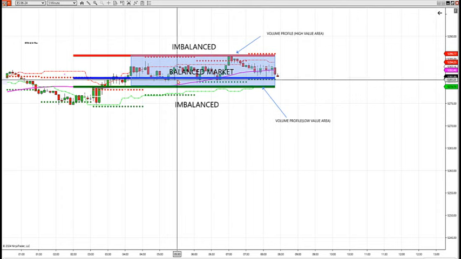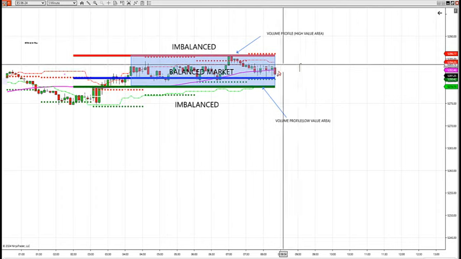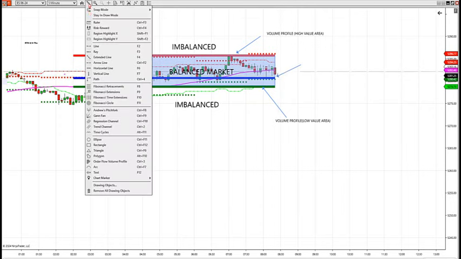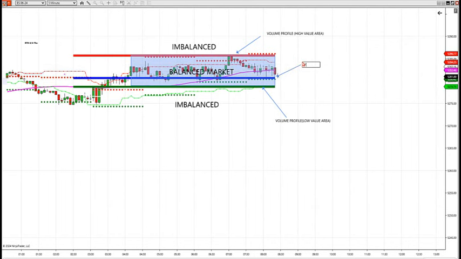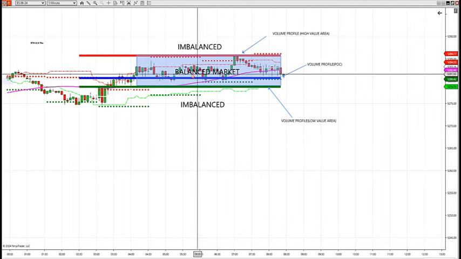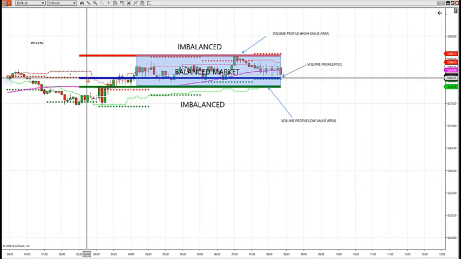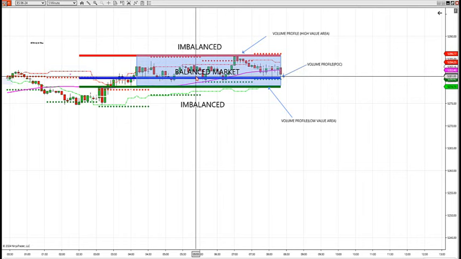So these levels are generated by the control point, or the POC. This is the point of control. And this is the POC, or the point of control. That's where the most volume is traded. So these levels are generated by the average, the most volume that's traded this morning in the S&P.